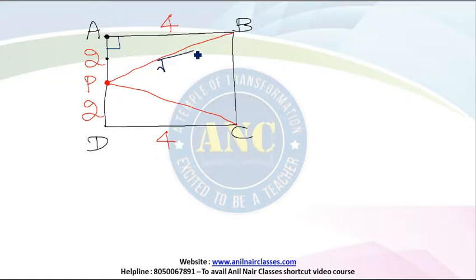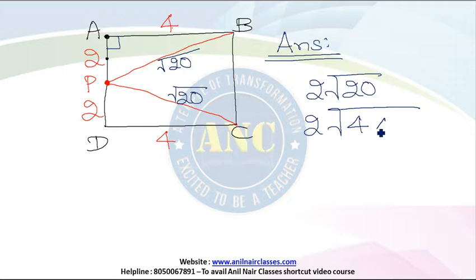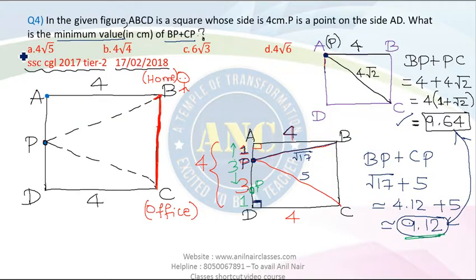So this will be square root of 4 square plus 2 square, 16 plus 4 is 20. Same thing here also, square root of 4 square plus 2 square. So your final answer will be root 20 plus root 20. It is 2 times root 20, 2 into root of 4 into 5. Root 4 is 2, take it outside. 2 into 2 is 4. Final answer for this question: the minimum value of AB plus CP is nothing but how much? It is 4 root 5, which is nothing but my first option.